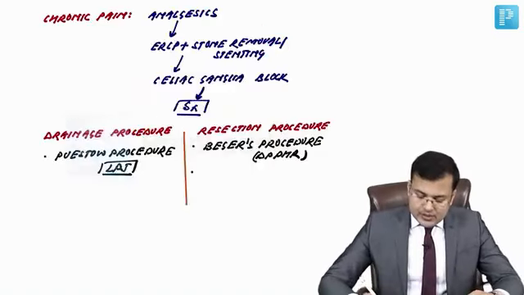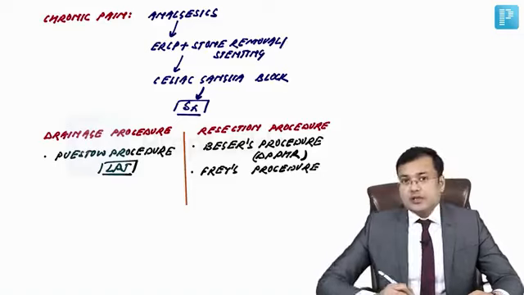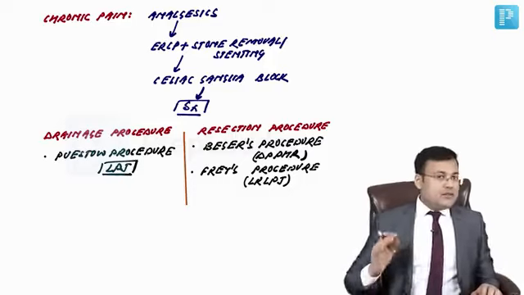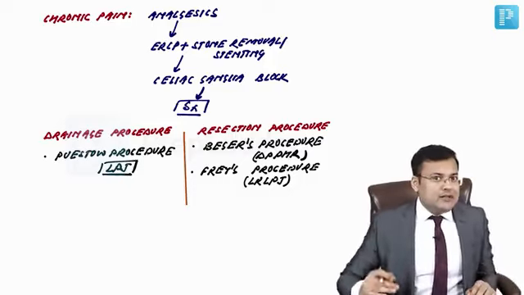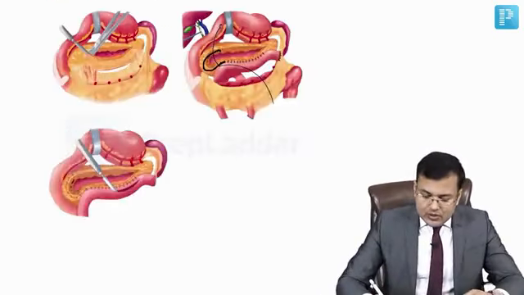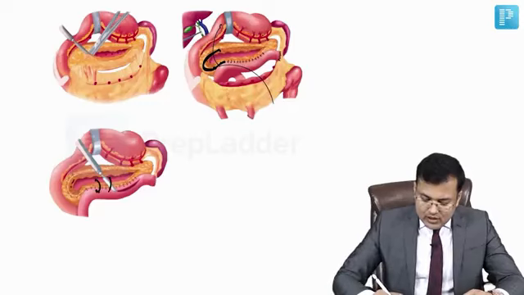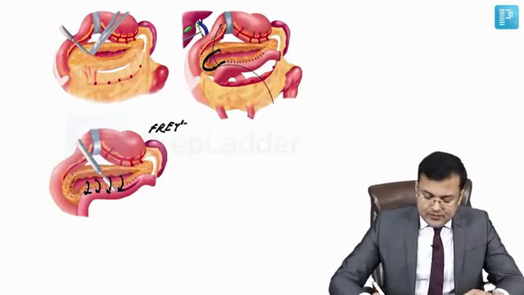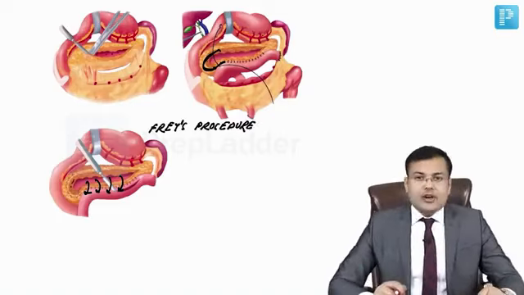The second resection procedure is Frey's procedure. What is the other name of Frey's procedure? This is LRLPJ. LRLPJ means local resection of pancreatic head with longitudinal pancreaticojejunostomy. In this image, you can see there is local resection of the pancreatic head with longitudinal pancreaticojejunostomy. So this is Frey's procedure. These are the surgical interventions done in patients with chronic pancreatitis.